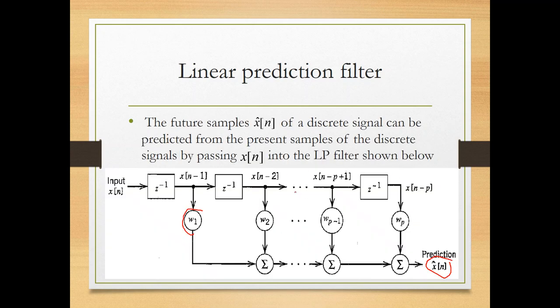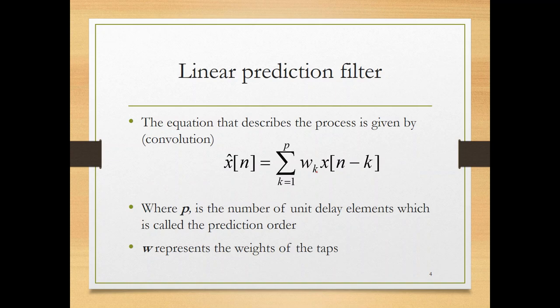This same diagram can be represented exactly by a mathematical model, which is given here. This equation describes the prediction process. X hat of n is equal to the summation of W_k, which are the weights, the coefficients of the filter, multiplied by the current and the previous samples of the signal. For example, you would need to design p weights that can predict your sample. P here is the number of unit delay elements and also the number of weights, the number of coefficients. W represents the weights of the taps. And basically this equation is the result of this process.